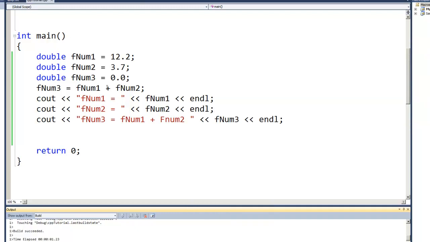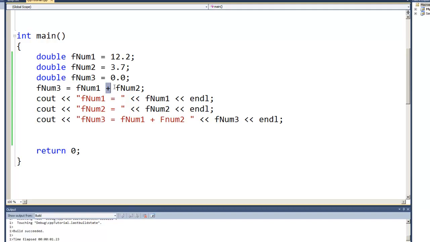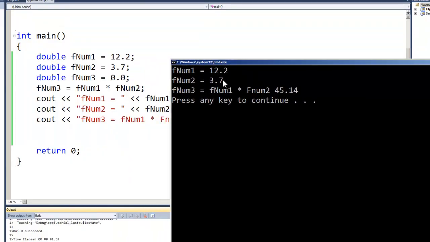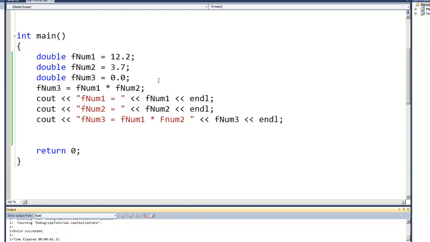Let me just make a simple change. Let's run it this time and multiply. Remember, the asterisk is for multiply. If we run it with multiplication, we'll see that once again fnum1 and 2 are the same. fnum3 is now 45.14, and if we just look at those two numbers and think about it, that looks about right. We've got something around 4 and something around 12, so I'm guessing that's the correct answer. Nothing we didn't expect there.